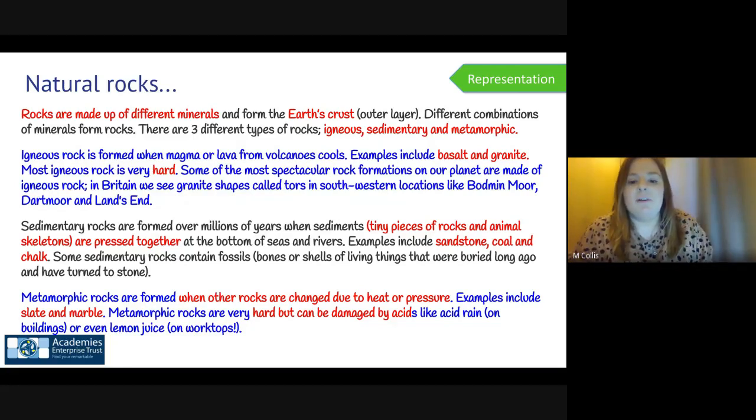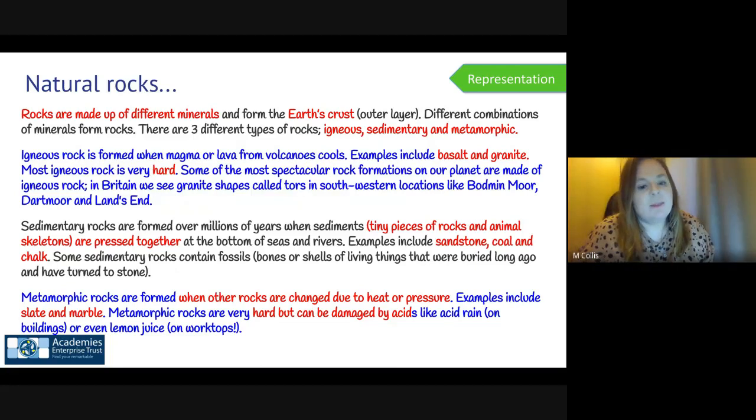Metamorphic rocks are very hard but can be damaged by acids, like acid rain on buildings or even lemon juice on worktops. So if you watched the first video, it discussed the different uses for marble, for example. Marble is used to make statues and buildings. You might see a kitchen worktop made out of marble. So there are lots of different uses for marble.